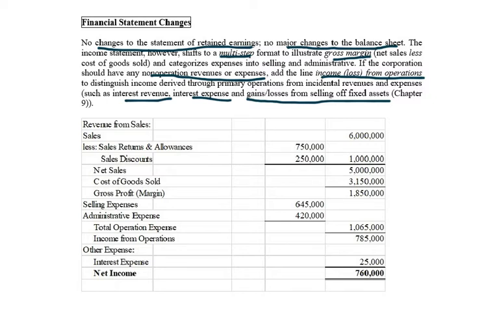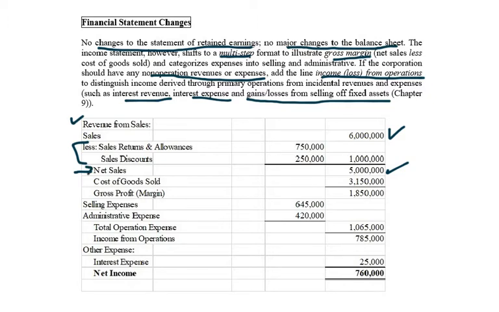So the first section that you're going to have is revenue from sales. You're going to take your balance in your sales account, and you're going to subtract whatever the contras were. In other words, your sales returns and allowances, and sales discounts. So in this example, I said returns and allowances were $750, discounts amounted to $250, so $1 million flat. Take the difference, and we get $5 million as the balance in net sales.